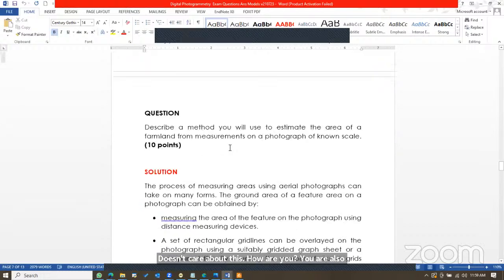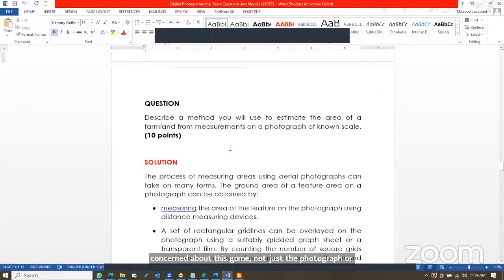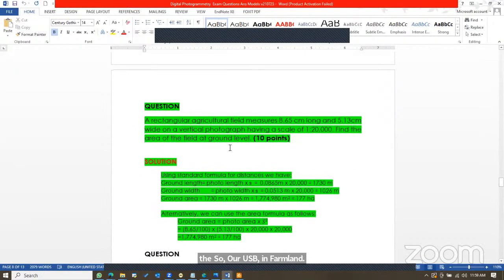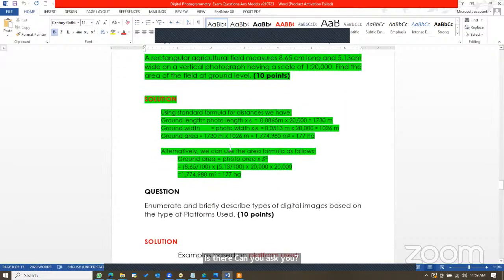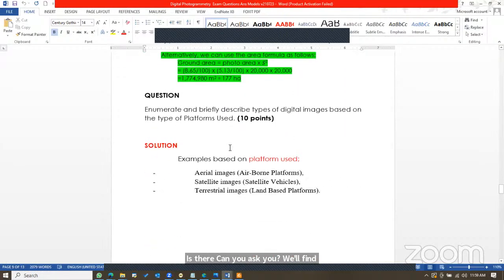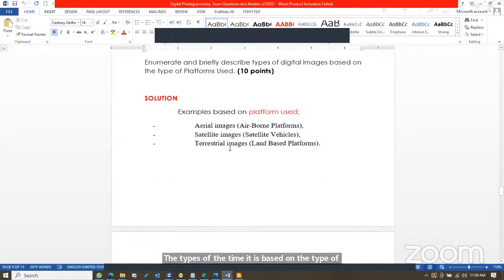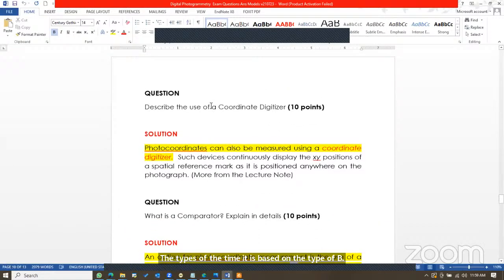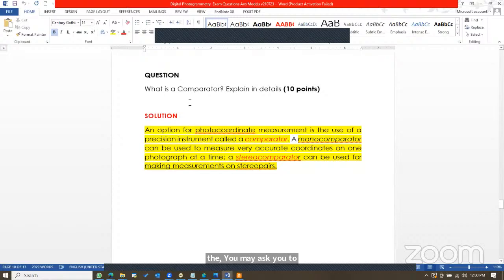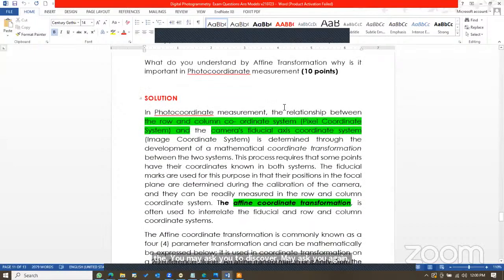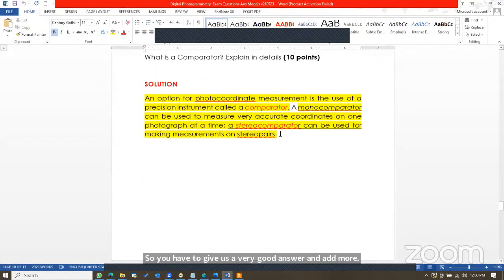In other places they will ask you how you estimate a farmland. It is in the lecture notes as well. They may ask you to find the area of a farmland, and you should be able to answer it. They may ask you to divide types of data images based on the type of platform. That is also in the notes. They may ask you to describe a coordinate digitizer. You should be able to tell us. They may ask you again, what's a comparator, and explain in detail. So you have to give us a very good answer and add more to show that you understand. Let me even add it here now.